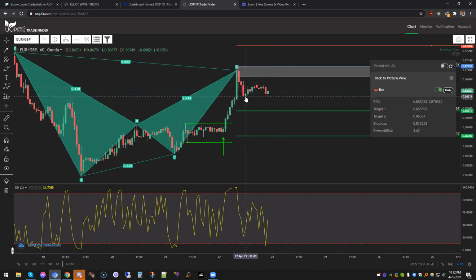So this is 12 p.m. Eastern Standard. And what is the color of this candle? Green. Because this candle is green, you will exit. Any questions?